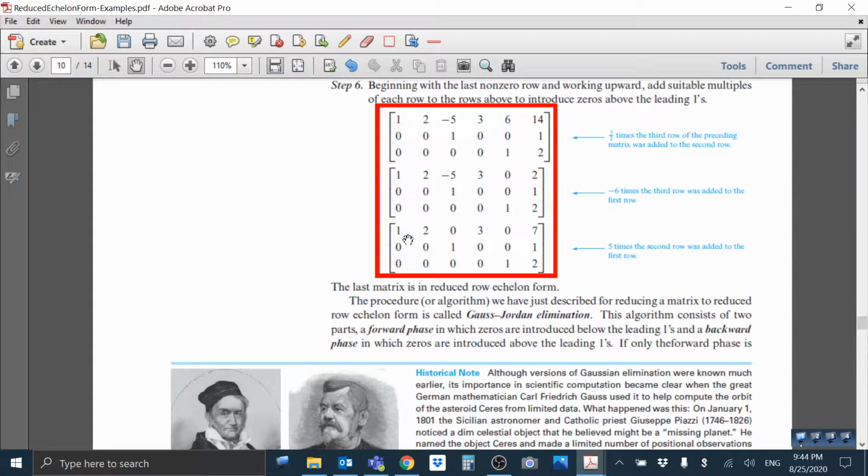They fixed it, they transformed it, they applied one of the row operations. So now every leading one is the only non-zero value in its column. That's great. So this matrix is in reduced echelon form.